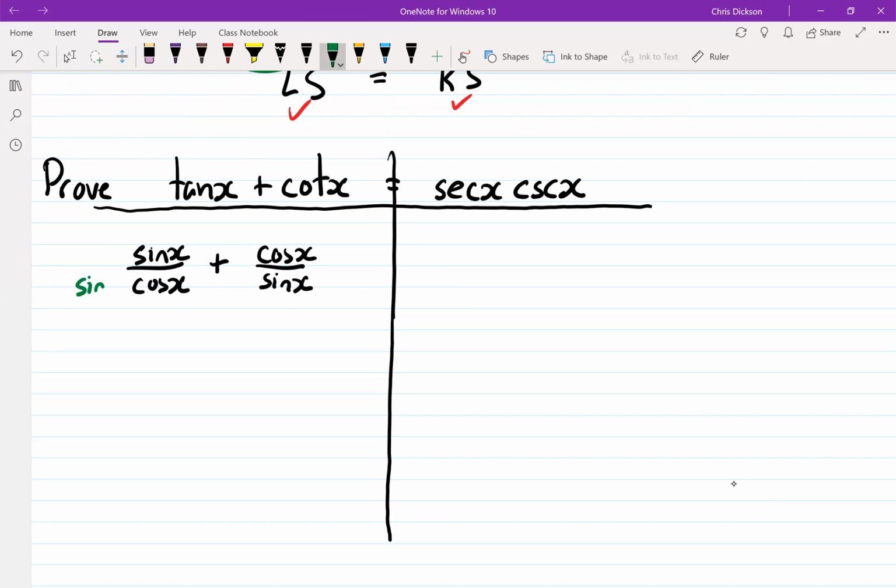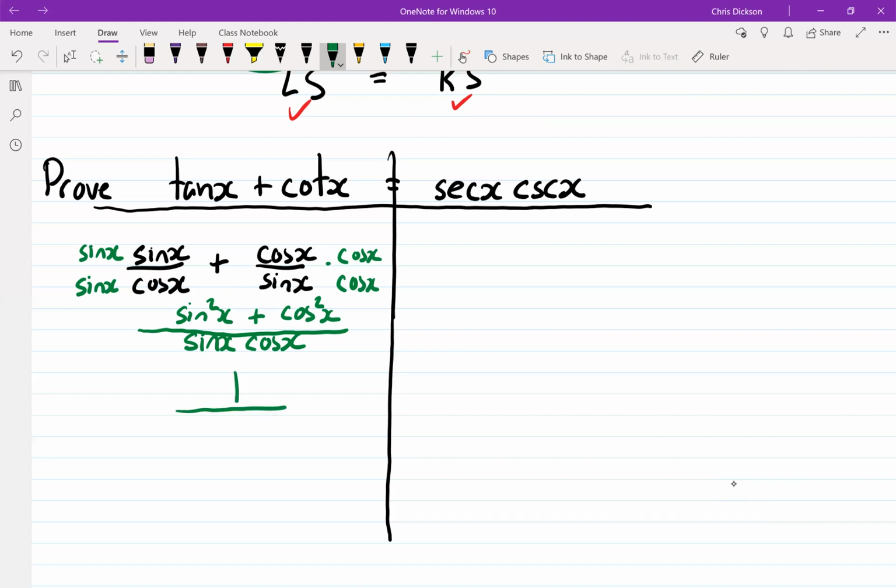So I'll times the bottom of this by sine x. I do want you to show me that. That's what you did. And times this by cos x. So now I have an LCD that is sine x cos x. And the numerator would be sine squared x plus cos squared x. And once again, there's that Pythagorean identity. So sine squared x plus cos squared x is 1 over sine x cos x.